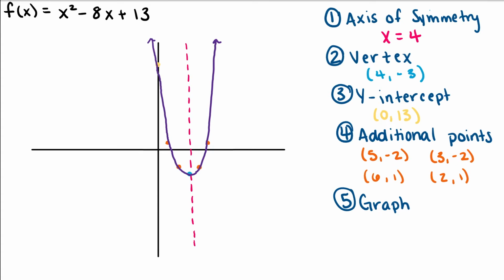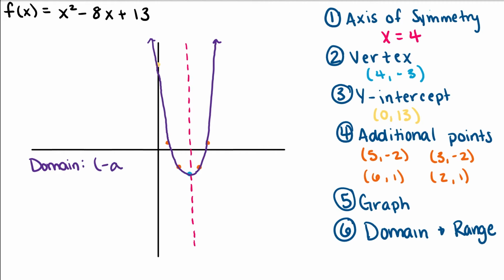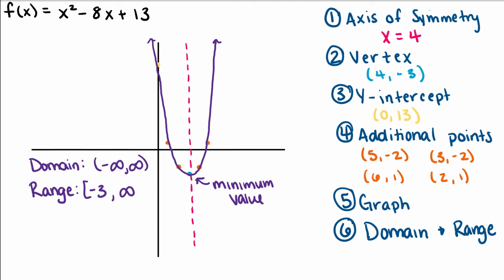The last step from here is to identify the domain and range. So remember, the domain represents all possible x values of our function, and the range represents all possible y values. The domain for our function, as with all quadratic functions, is negative infinity to infinity. For our range, our function starts at negative 3, which means this is the minimum value of our function, and goes all the way to infinity. So our range is negative 3 to infinity.